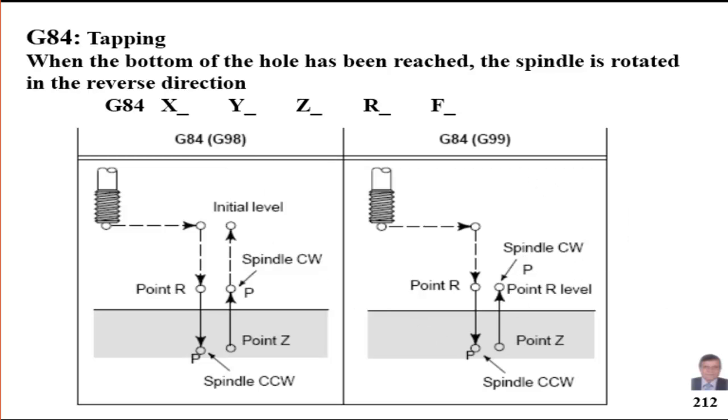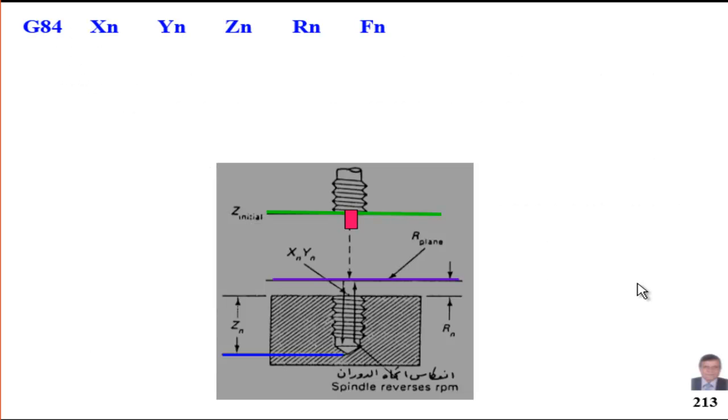Let us see the animation of that type of canned cycle, which is G84. This is the animation. We start by bringing the tool to that XY location, and whatever the R level is, and whatever the final Z, the final depth of cut, and whatever the feed. Here the feed should be calculated, not selected. Calculated based on what? Based on the pitch of the thread.